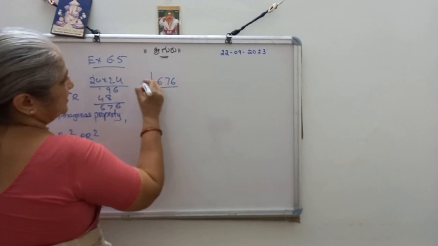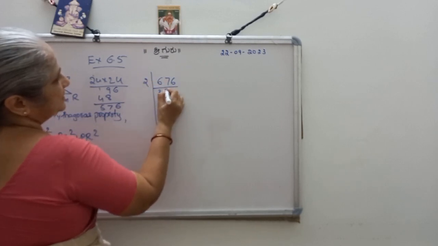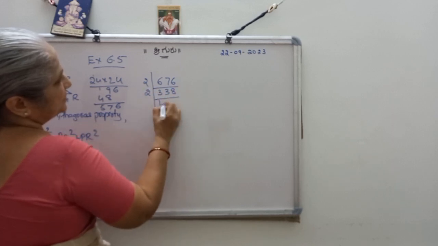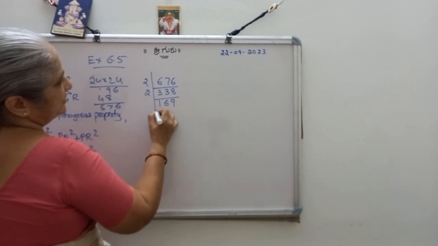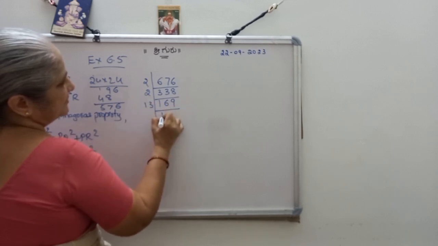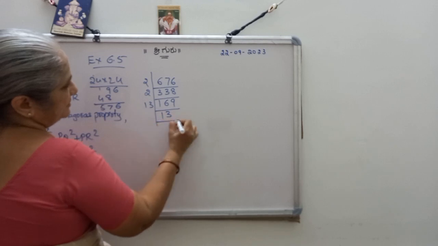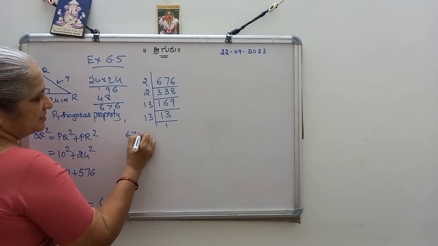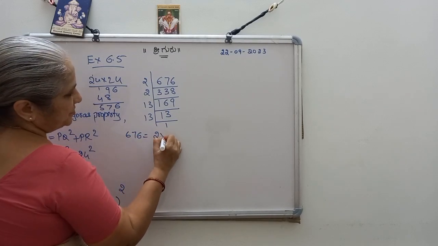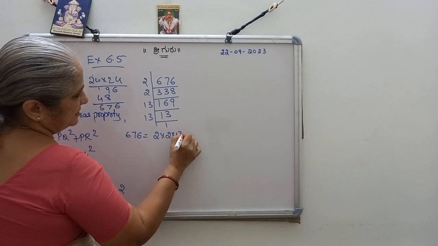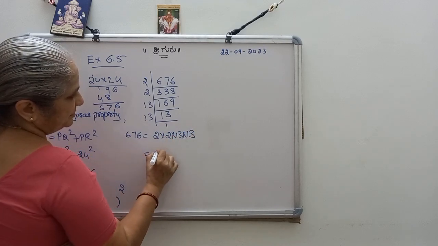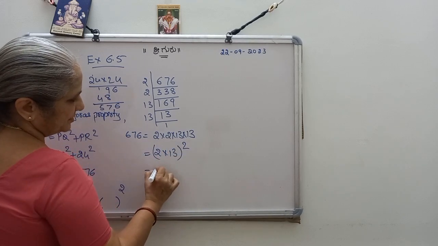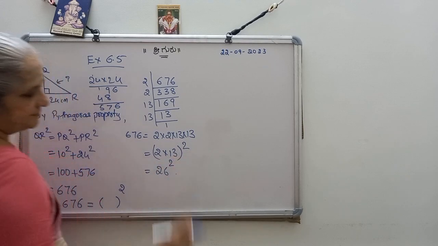By prime factorization. 2 3s are 6, 2 3s are 6, 2 8s are 16. 2 1s are 2, 2 6s are 12, 2 9s are 18. And 13. 13 1s are 13, 13 3s are 39. Again 13 1s are 13. So 676 is equal to 2 into 2 into 13 into 13. This is equal to (2 into 13) square. This is equal to 26 square.